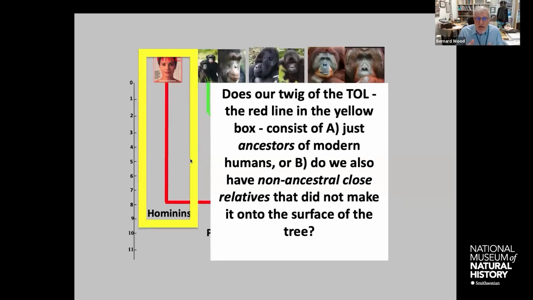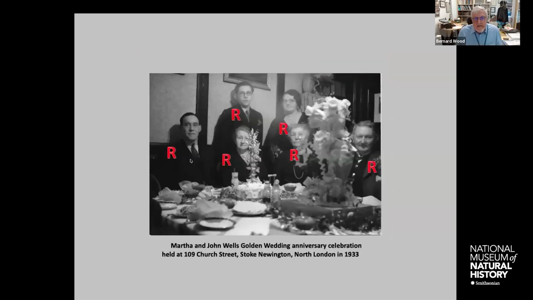So the question is, does our twig of the tree of life consist of just ancestors, or do we also have non-ancestral close relatives? Next slide. A black and white photo shows people in formal attire gathered around a table with a lavish centerpiece. Martha and John Wells' golden wedding anniversary celebration, held at 109 Church Street, Stoke Newington, North London in 1933.